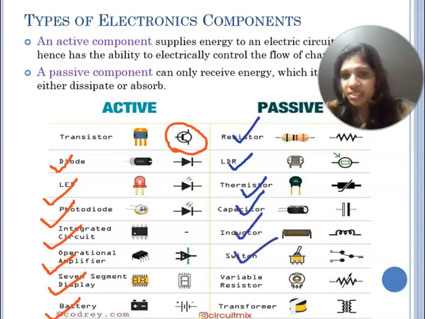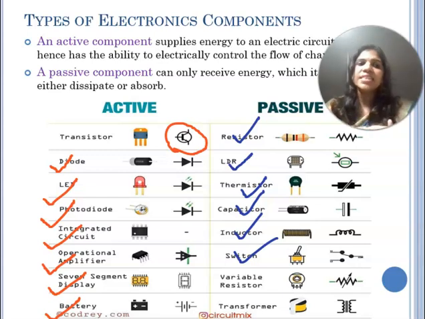These are your passive components. In the next class, we will learn in detail what the purpose of a diode is, what an LED is, how an LED works, how a thermistor works, how a capacitor works, how we can check the value of the resistor, and how we can check the capacitor value. All these things we will learn in the next class.